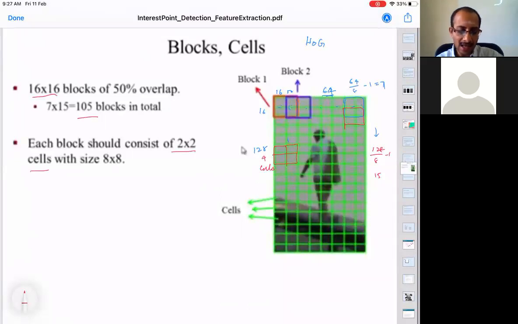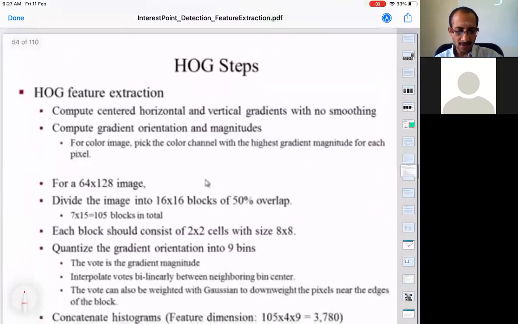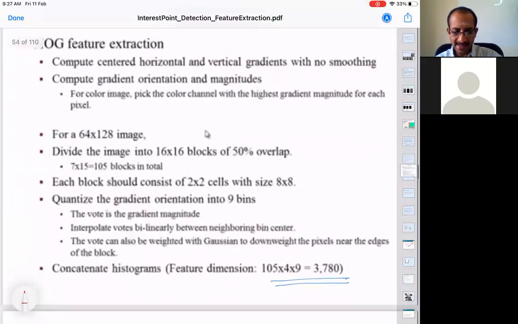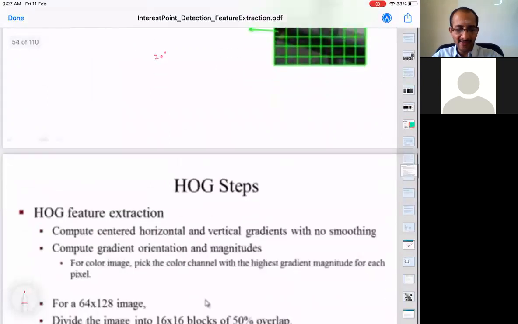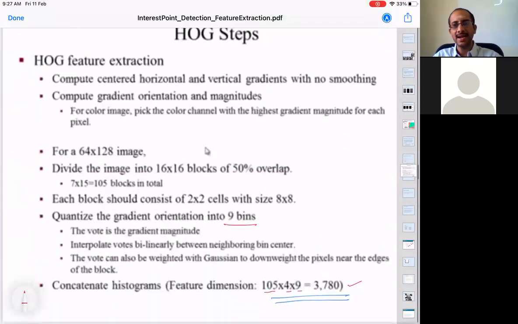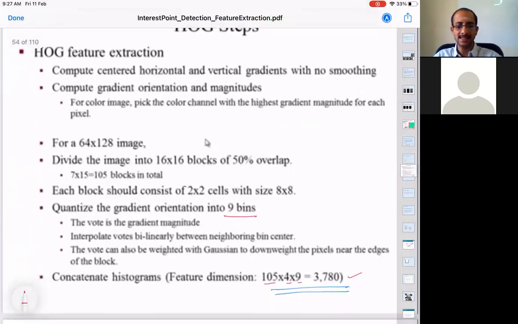And in each cell, 9 cross 1 is the histogram HoG dimension, considering a bin size of 20 degrees. So 9 bins they have taken. So the total histogram dimension, if we see, is 105 into 4 into 9, that is 3780 dimension. Hope you understand how this number has come. And this is the dimension that describes the whole image. Like this, they have described all the images in the training data set or the test data set.